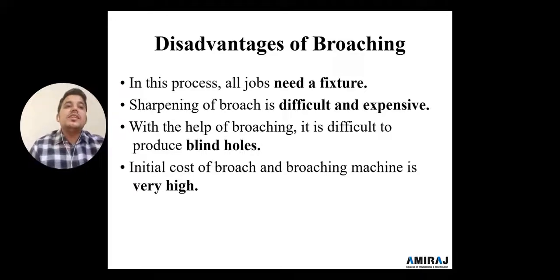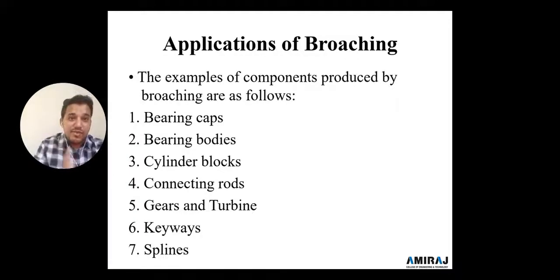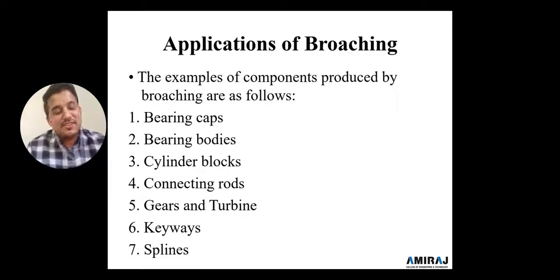With the help of broaching, it is difficult to produce a blind hole. A blind hole is a different category of hole that we will learn about further on. And the initial cost of a broaching machine is very high. This is one of the factors. So these are all the disadvantages. We already discussed the number of applications, but just to recall, it is utilized in bearing caps, bearing bodies, cylinder blocks, connecting rods, gears and turbines, and keyways and splines. So these are all the applications.